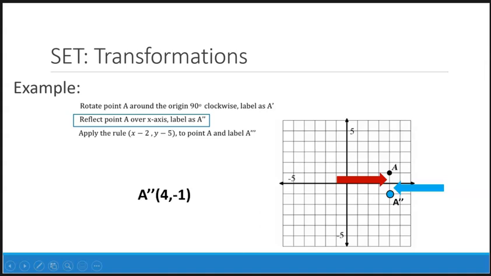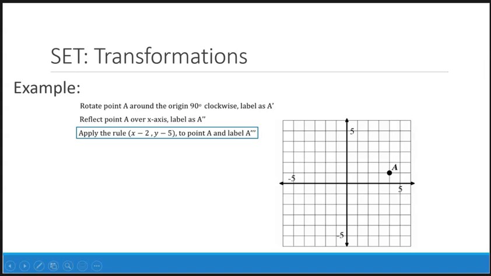To check to make sure that I answered this question correctly, I'm going to draw a segment connecting points A and A double prime, and then make sure that the segment that I drew is perpendicular to the line of reflection, and that the midpoint of the segment that I drew is on the line of reflection.